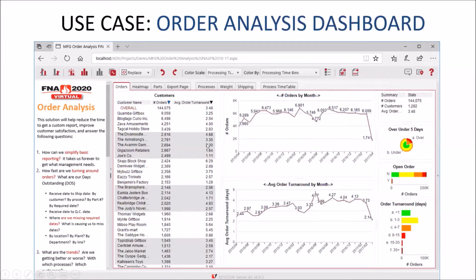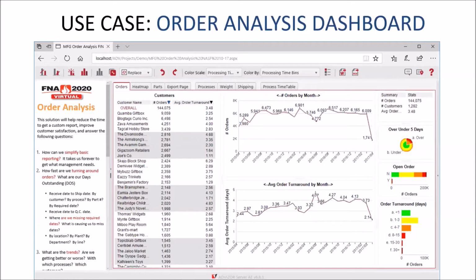My orders per month have been pretty consistent, good. Average order turnaround time is actually going up. It had been 3 days a couple years ago. It's up around 4. We're going to look at that in a minute. I might click to get the orders under 5 days versus over. Open orders, order turnaround, I can slice different ways than this. So this is a dashboard where we've taken 144,000 orders over a couple years, and we've put them in a frame where you can quickly look at it.